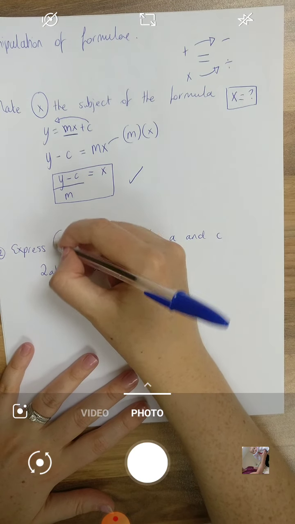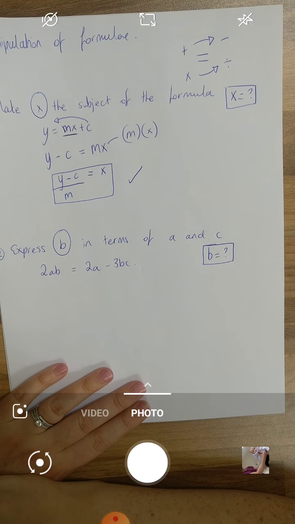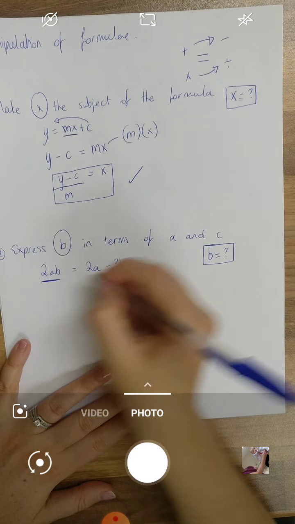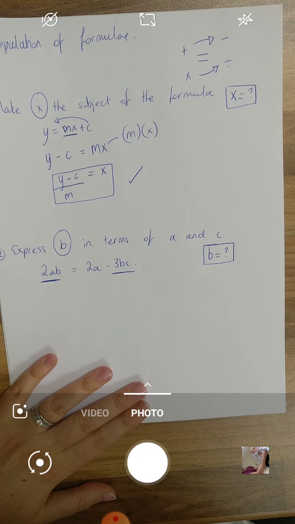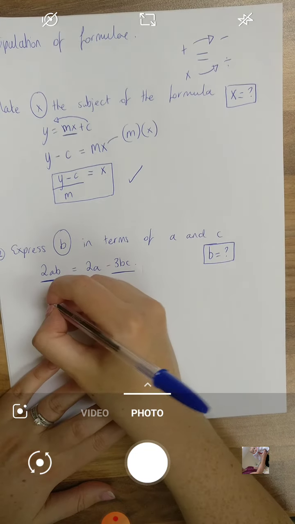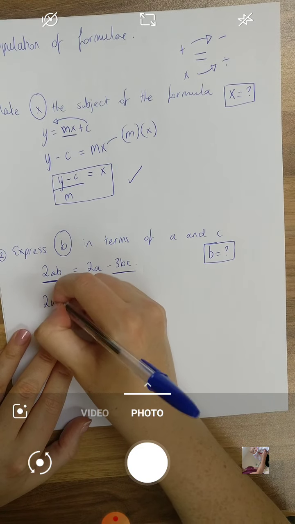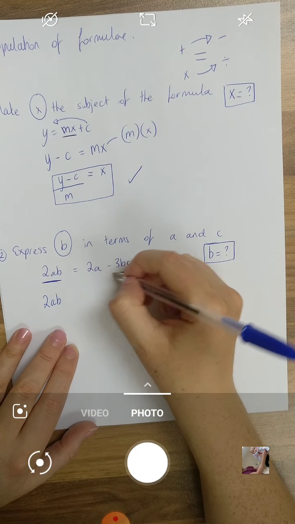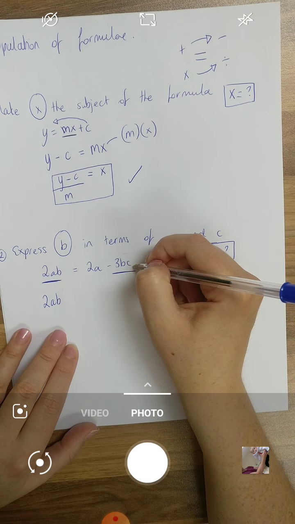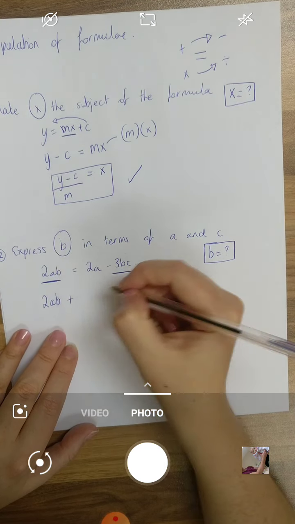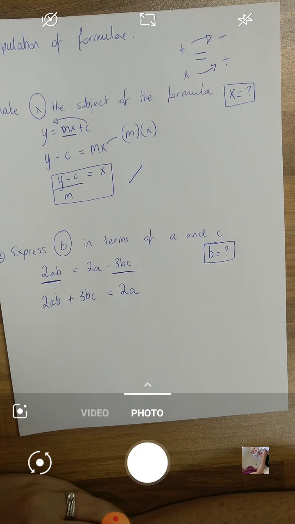So this one here, express b in terms of a and c. So what they want is the b on its own this time. Now the problem here is that there is a b in two different terms, so it becomes a little bit more complicated. So the first step here is to get the two terms with b in it onto the one side. So 2ab is on the left hand side, and I'm going to move subtracting 3bc over to the other side. But if it was subtracting on this side, when we move it over, it needs to become addition. So 3bc, and we're leaving that 2a on its own here.